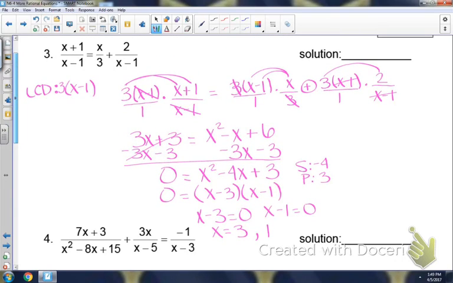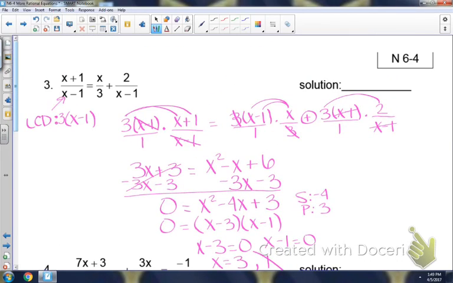Notice the 3 will not cause our denominator to be 0, but if you were to plug a 1 in here, that's going to be 0 in the denominator, which is undefined, so we can't have that. So the 1 doesn't work, but we can have that 3 for a solution. So x equals 3. When you have 2 solutions, you need to check them. Check both of them.